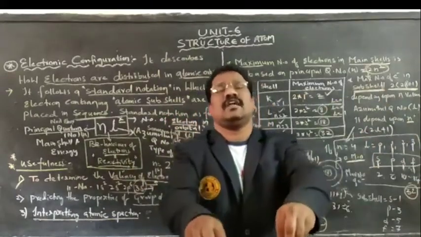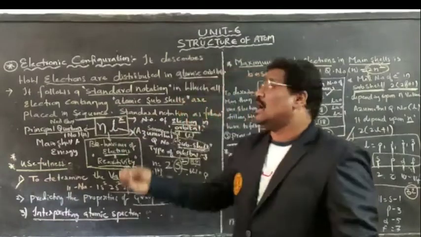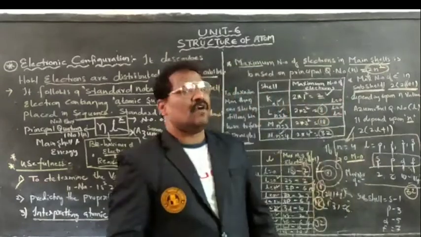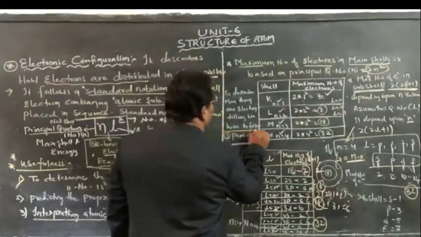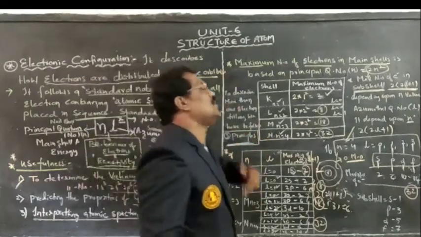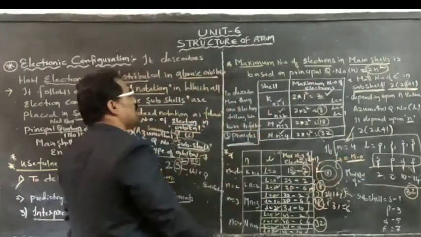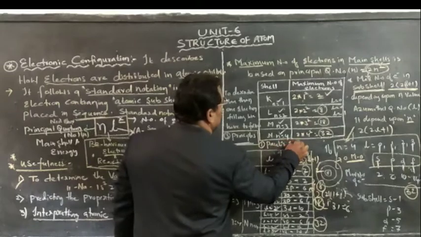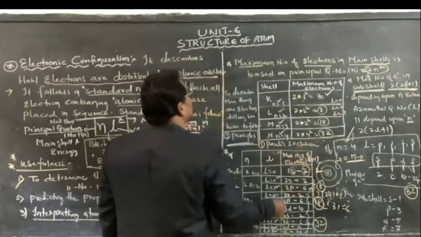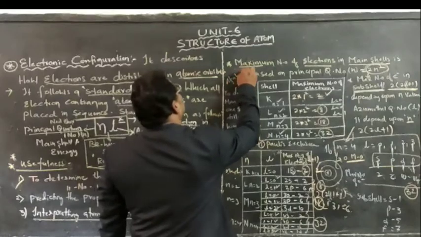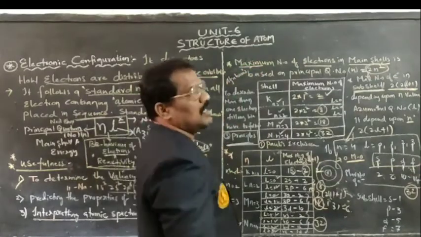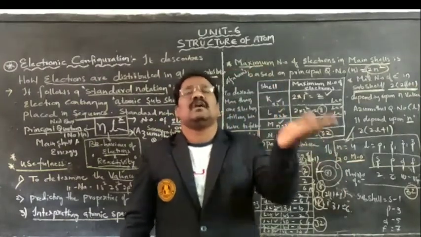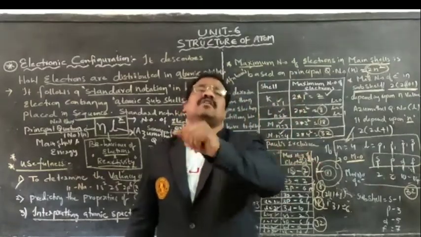As electrons enter into atomic orbitals, they follow 3 principles. What are those principles? To describe more than 1 electron entering into an atomic orbital, they follow 3 principles. The first principle is called Pauli's exclusion principle. The second principle is called Aufbau principle. The third principle is called Hund's rule. Based upon these 3 principles, electron accommodation into orbitals takes place.